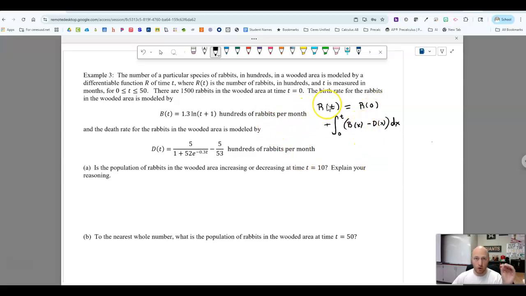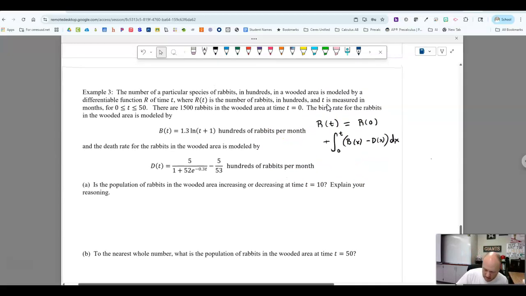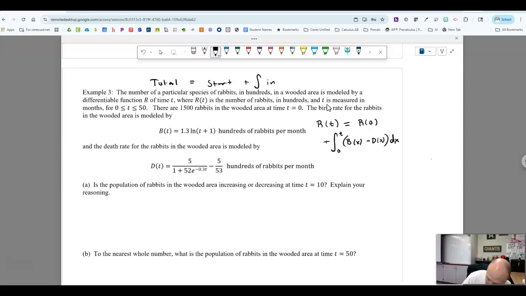Okay, so total, and make sure you have this down in your notes from the last one. Total is equal to start, plus the integral of in minus the integral of out. And you can do two separate integrals, or you can do like I did here, just one integral of b of x minus d of x. But this is my total amount. So let's look at some of these questions.